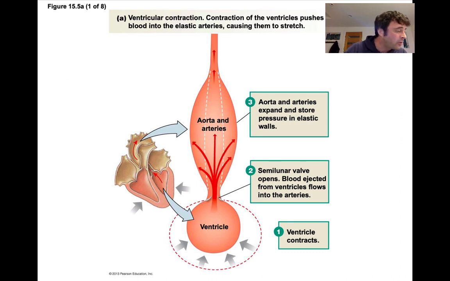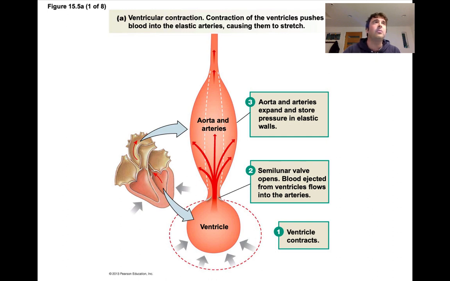Some critical values to determine mean arterial pressure are your pulse pressure, which is the systolic pressure, in this case 120, minus the diastolic pressure, which in this case is 80. So your pulse pressure would be 40. And then mean arterial pressure is diastolic plus 1/3 multiplied by systolic minus diastolic, which is your pulse pressure.